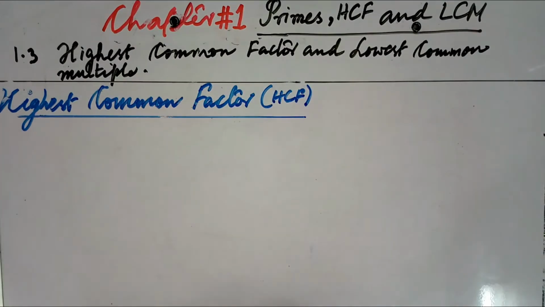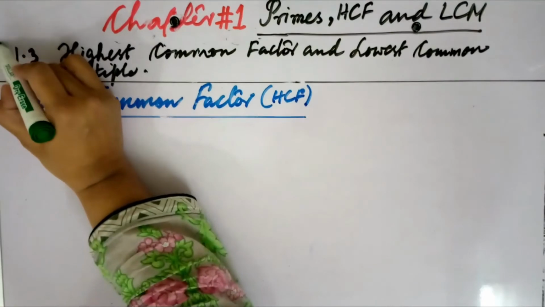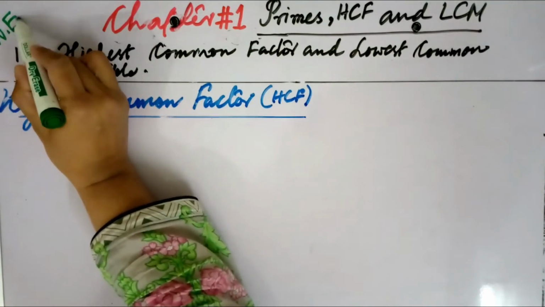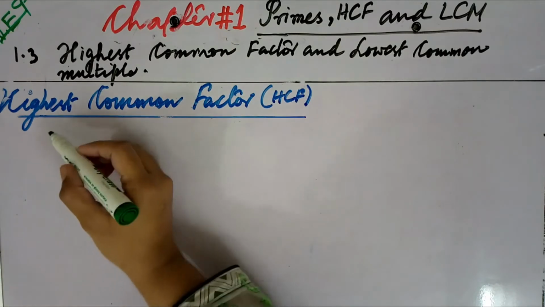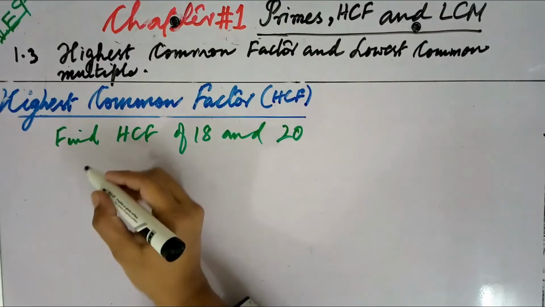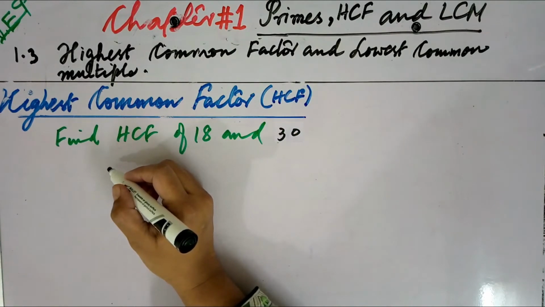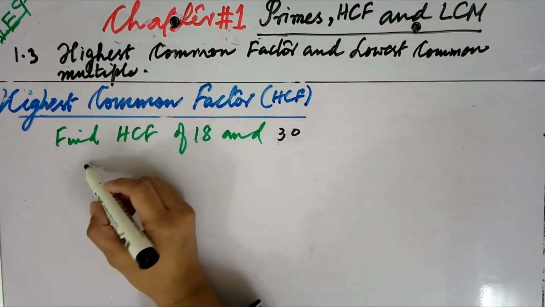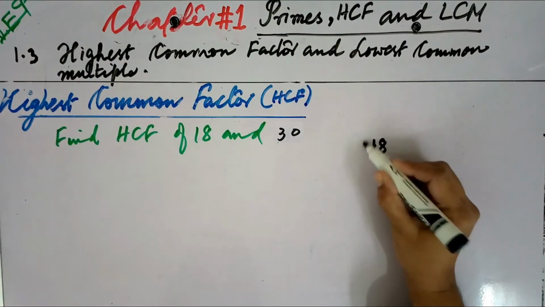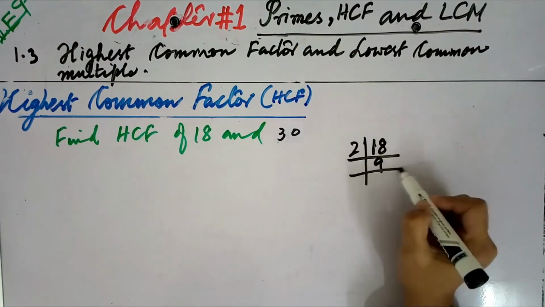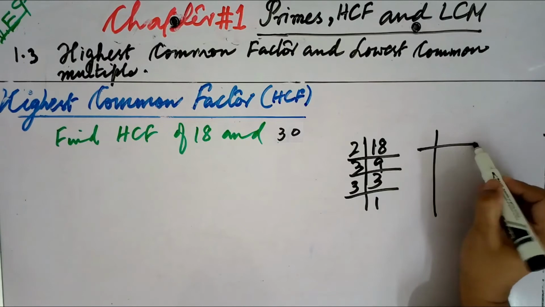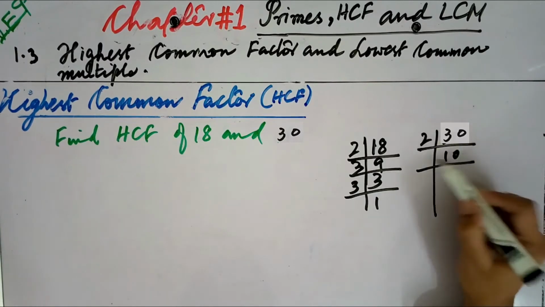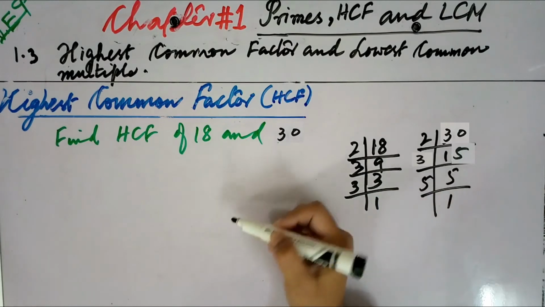Now I am going to discuss worked example 9. Here we are going to find the HCF of 2 numbers. Find the highest common factor of 18 and 30. First of all, we will express each as a product of its prime factors. What are the prime factors of 18? 2 9s are 18, 3 3s are 9. You have already known about that. How will we find out the prime factors of 30? 2 15s are 30, 3 5s are 15, and 5 1s are 5.